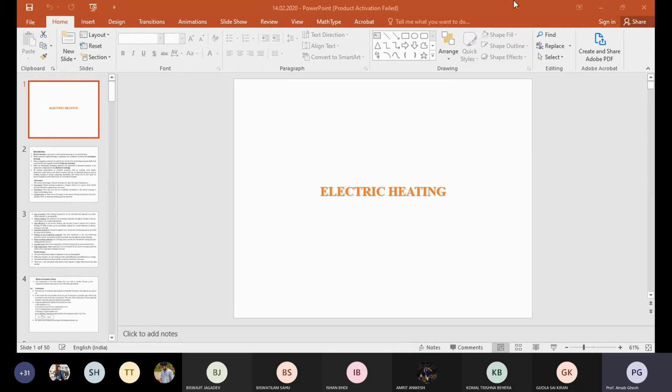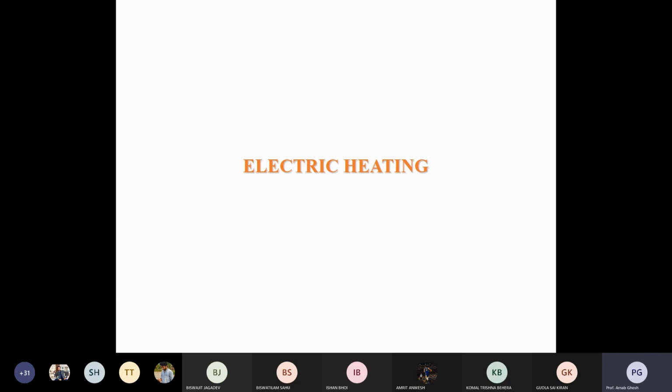From the basic introductory part, you can understand that electric heating is directly related to electric ovens. If you go for vocational training at any plant, for example our RSP, Rourkela Steel Plant, you know that different ovens are there. Ovens have different methodologies for heating.